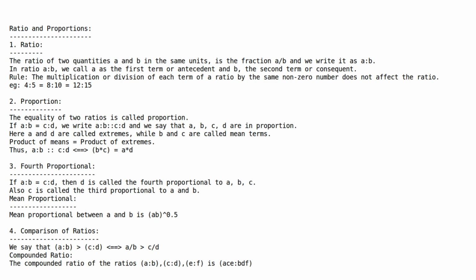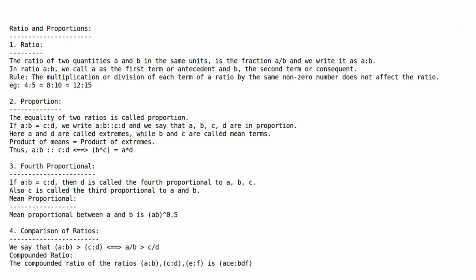Here an example is given: 4 is to 5 is equal to 8 is to 10 is equal to 12 is to 15. That is, if we divide 8 is to 10 by 2, we get 4 is to 5. Then if we divide 12 is to 15 by 3, we get 4 is to 5. These are all equal.